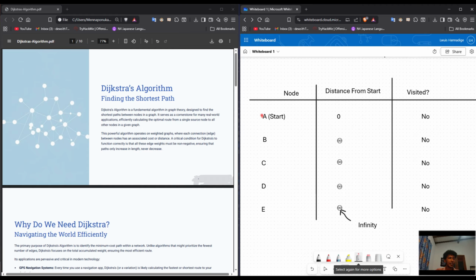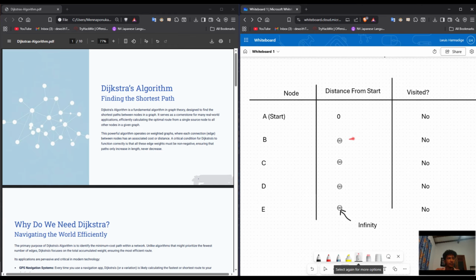Here, I have drawn the A node, the starting node. From node A to node A, the distance is 0 because we are not traveling anywhere. A to A is 0 because from point A to point A, we are still here, and the distance is 0. Visited? No, because we have not yet marked it visited, but we are in the same position.